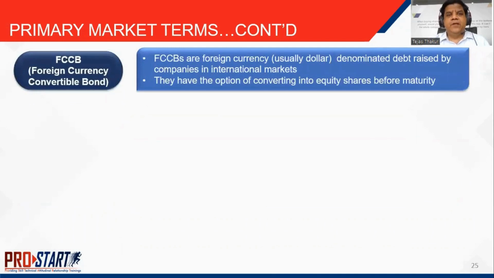FCCB, what is this? This is foreign currency, usually dollar denominated debt raised by companies in the international market. They have the option of converting into equity shares before maturity. So what happens here is that I have bought FCCBs. I will get dollars in the international market associated with that, and I can convert them as convertible debentures into equity shares before the maturity of that particular product.